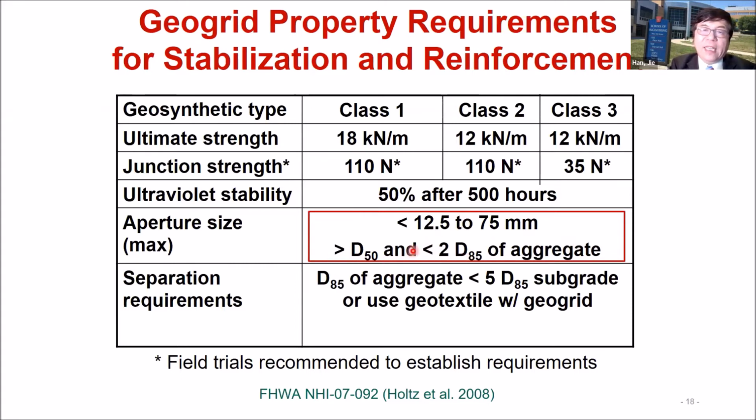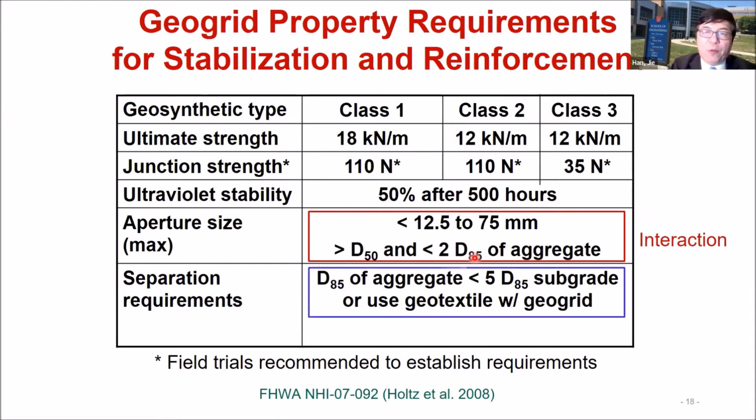Basically, the aperture size should be greater than the mean particle size and less than 2 times the 85% passing size. There's another requirement. This is basically for interaction purpose. Another requirement is for separation.